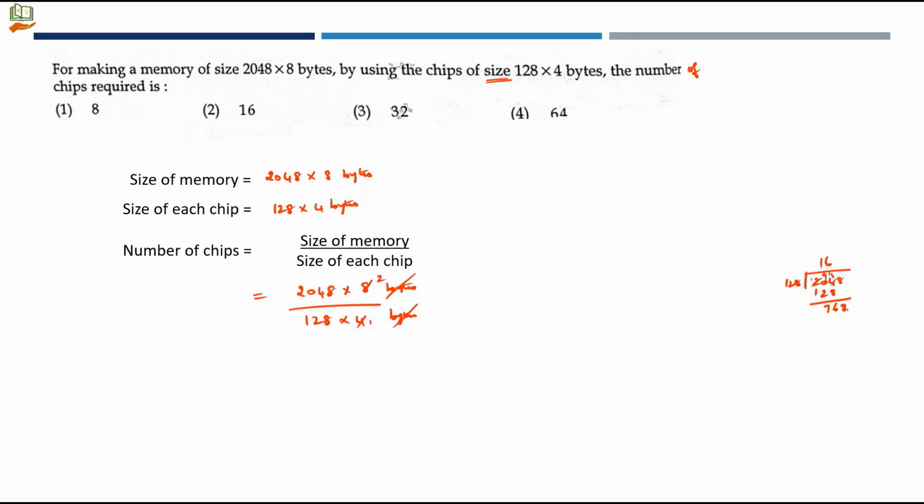We'll try with 6. 8 6s are 48, 2 6s are 12 plus 4 it is 16, 1 6 is 6 plus 1 it is 7. We can mark this as 16. So what is the numerator part? 16 into 2, which will be 32 finally. How many number of chips are there? Option number 3, 32 will be the right answer.